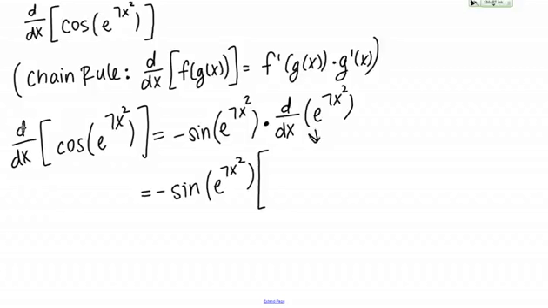To take the derivative of e to the 7x squared, I'm going to use the chain rule. Here my outer function is e, the exponential function. And the derivative of e to the x is just itself. So e to the 7x squared is just going to stay the same. But because of the chain rule, I need to multiply by the derivative of the inner function. The inner function in this case is 7x squared. So the derivative of 7x squared is 14x.